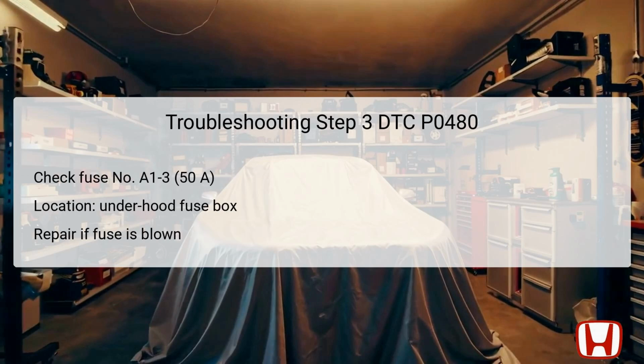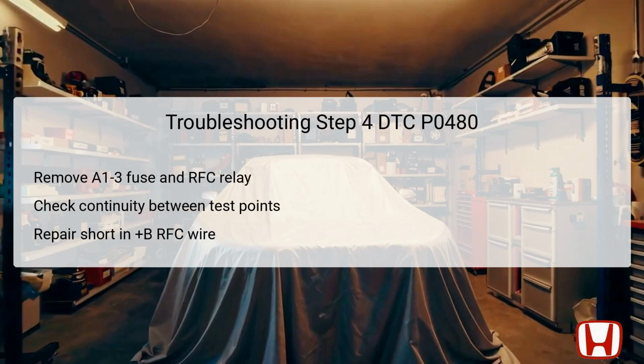The third step is to check the fuse linked to the RFC system, specifically fuse number A13, which has a rating of 50 amps. Its location is within the underhood fuse relay box. Therefore, it is vital to have access to this section of the vehicle. A blown fuse would indicate an electrical fault in the system. If the fuse is intact, you can proceed with further checks. However, if the fuse is blown, replacing it may resolve the issue temporarily, but it would be essential to identify what caused it to blow in the first place prior to replacement.